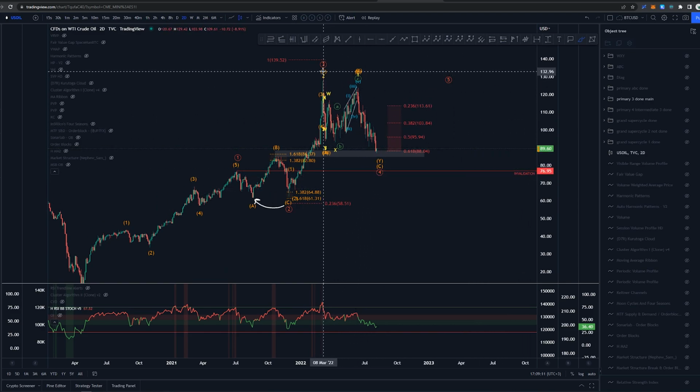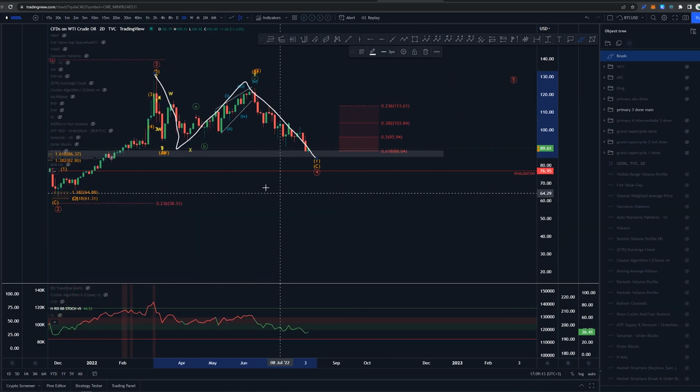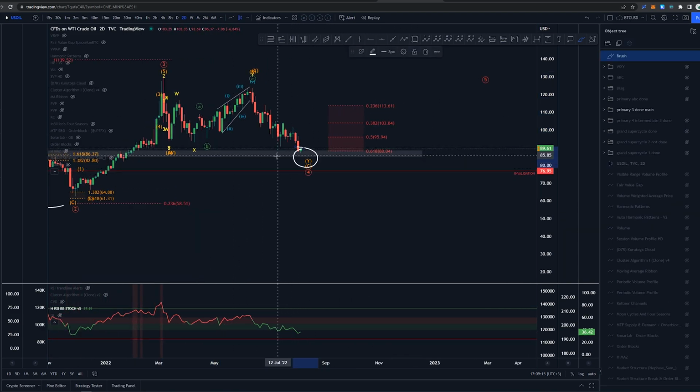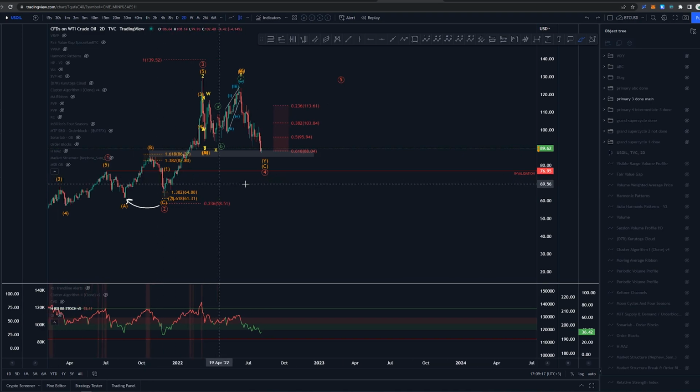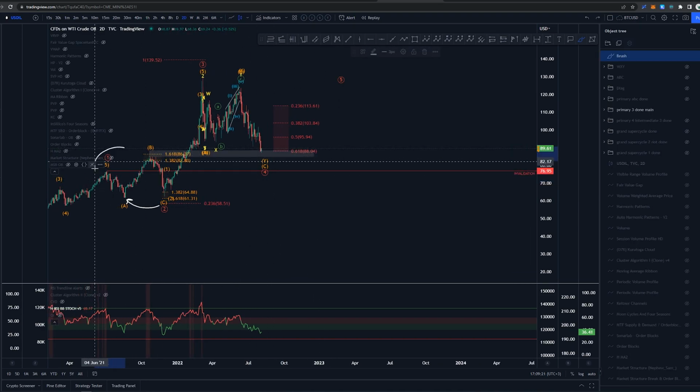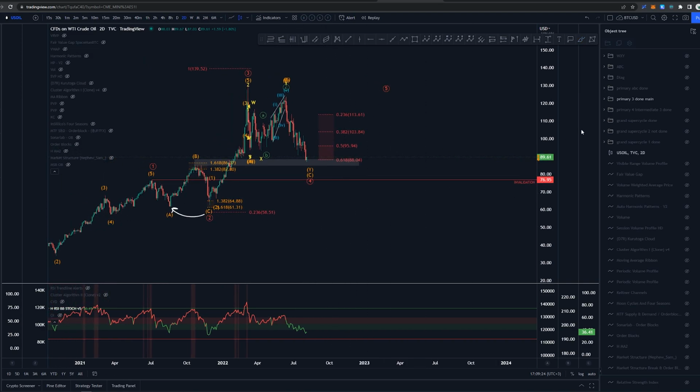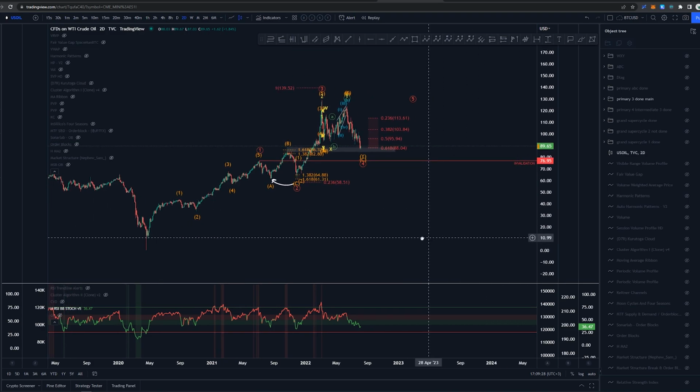Now in this one, again, we are looking at this as a 3-wave move that would be ending now or very soon. The invalidation would be around the $76 area, in which wave 4 would overlap with the wave 1 area over here. After that point, we would need to look into some other possibilities.